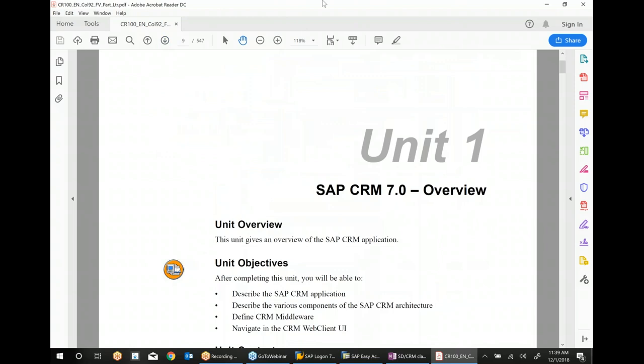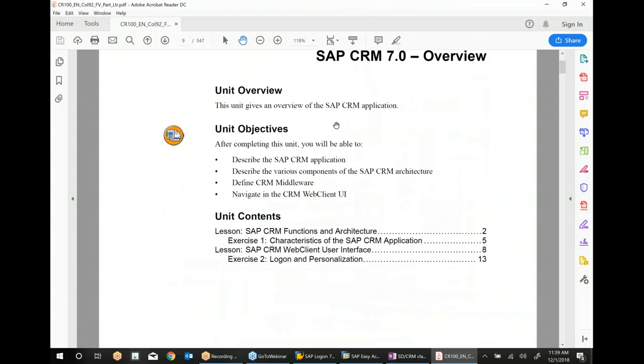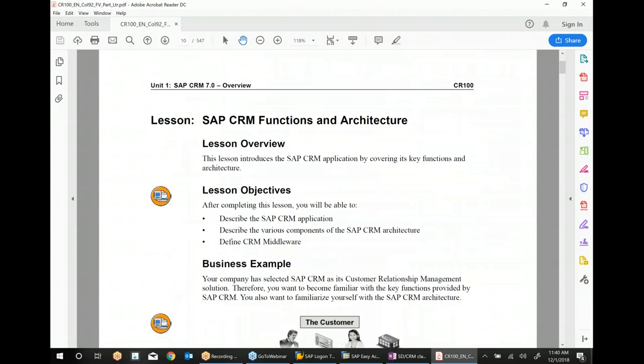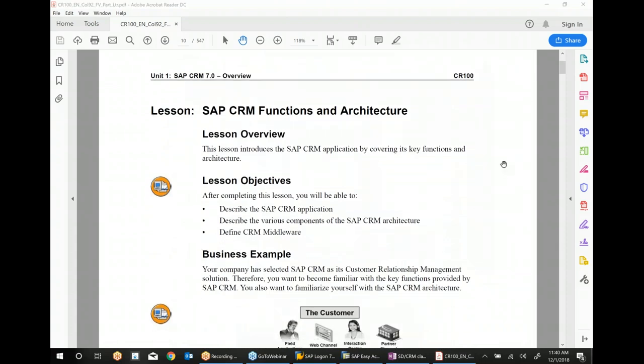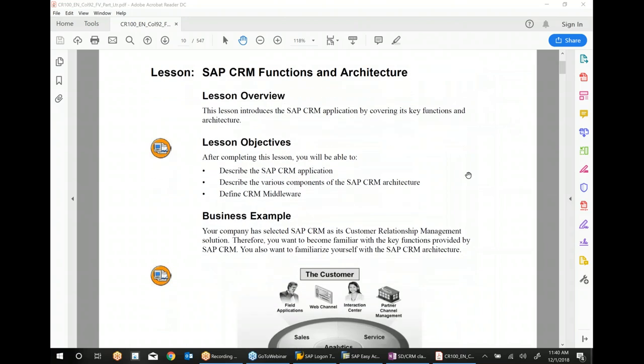So here we're going to talk about an overview of CRM 7.0. Overview of CRM 7.0 is what we will discuss, and what is CRM 7.0, and different functions which we can do in CRM 7.0. So we're going to talk about CRM functions and CRM architecture, characteristics, and the client user interface, login, and personalization. Okay. So we're going to talk about SAP CRM functions and architecture. I hope my screen is visible to everyone. CRM functions and architecture.